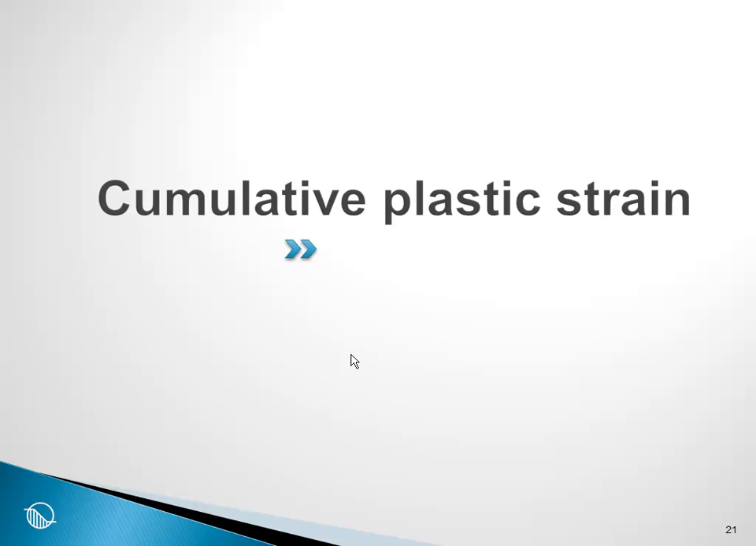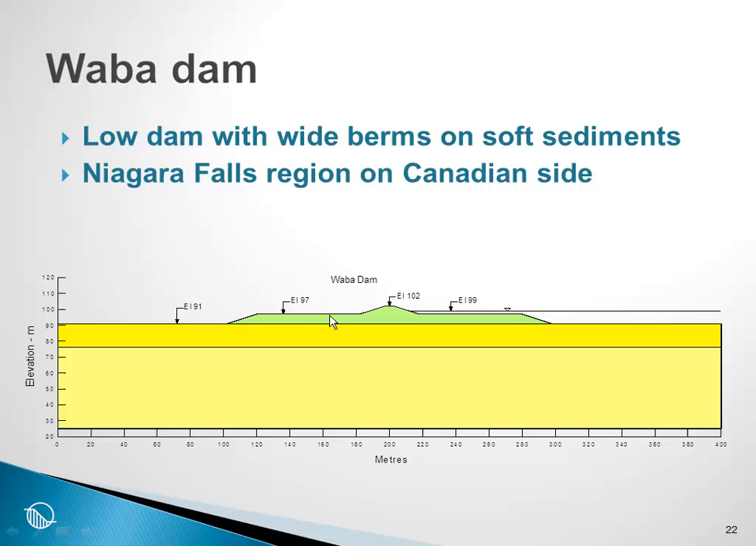Another type of analysis available in GeoStudio is what I have called an accumulative plastic strain type of analysis. I can best illustrate this by talking about a case history. It's called the Waba Dam case. This is a dam. It's a low dam with side berms on soft sediments. It's in the Niagara Falls region on the Canadian side of the Niagara Falls.